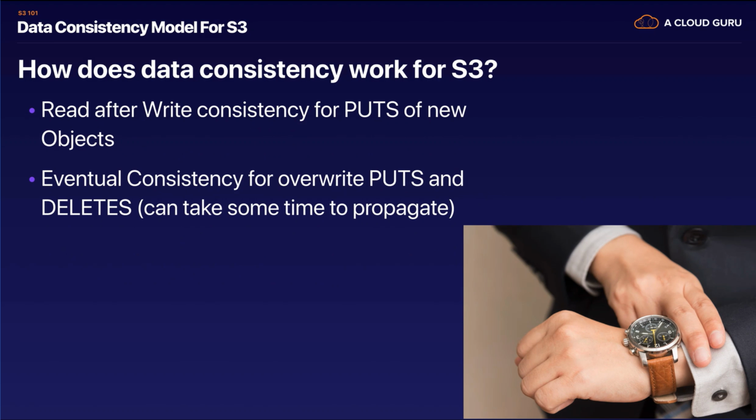Read after write consistency for puts of new objects. So if you put a new file into S3, you will be immediately able to read it straight away after putting it into S3. But with eventual consistency for overwrite puts and deletes, overwrite put means we're just overwriting an existing file, and delete means we're obviously deleting a file. So you only get eventual consistency for that. So it can take some time to propagate. If you read a file after you've updated it, or if you read it immediately after deleting it, it can take a few seconds for those changes to take effect. That's all this means. It's really, really simple.